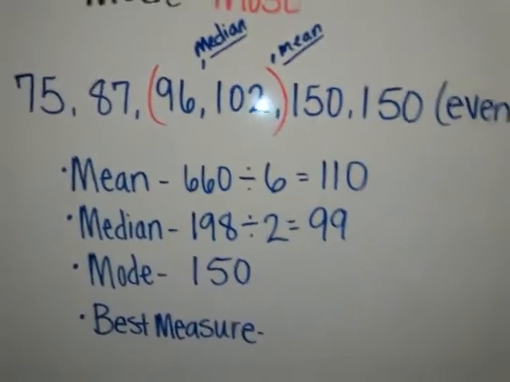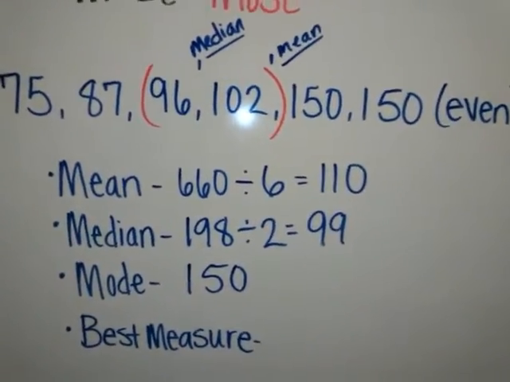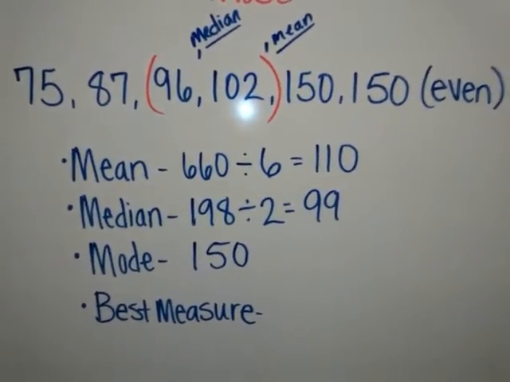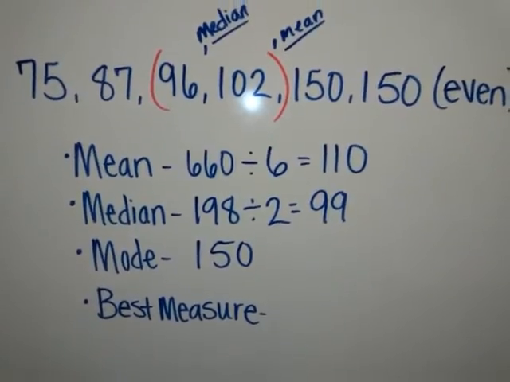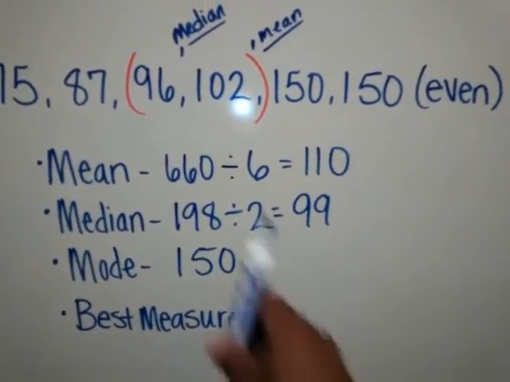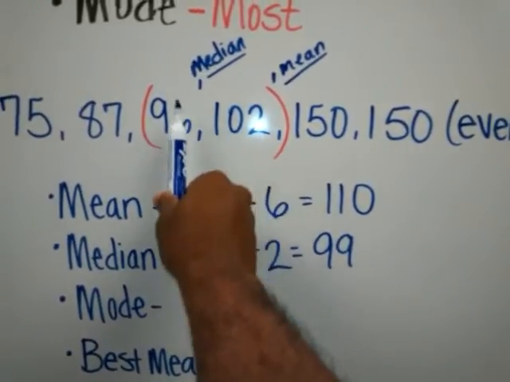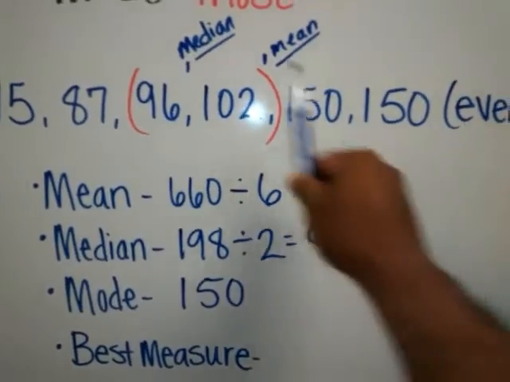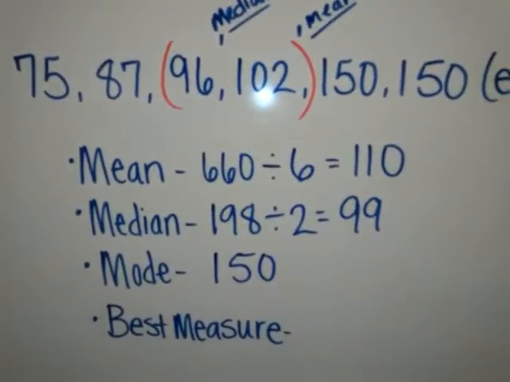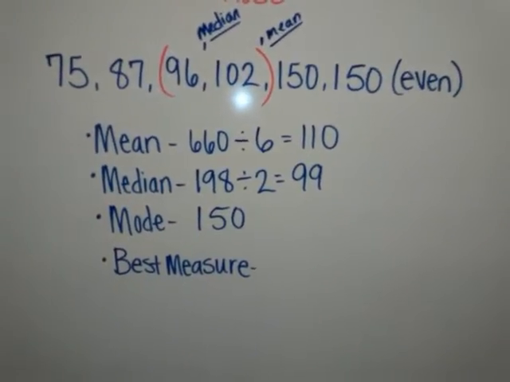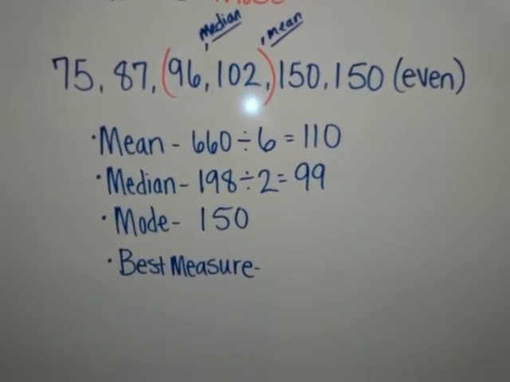All right, let's look at the median. The median is the appropriate measure here. 99 would be the best representation for this set of data. Why? Well, because if the median is here, there are 3 data values on this side. There are also 3 data values on this side if the median were 99. So the best representation of this data set should be the median, which is 99.